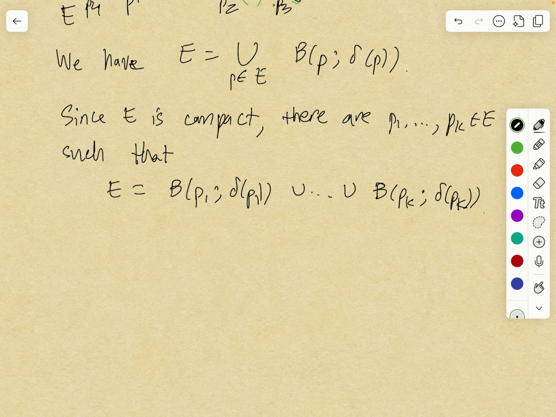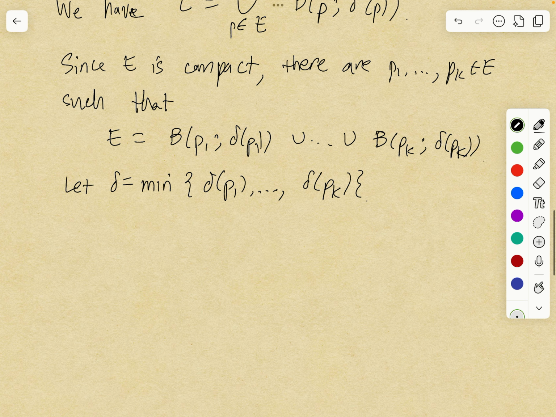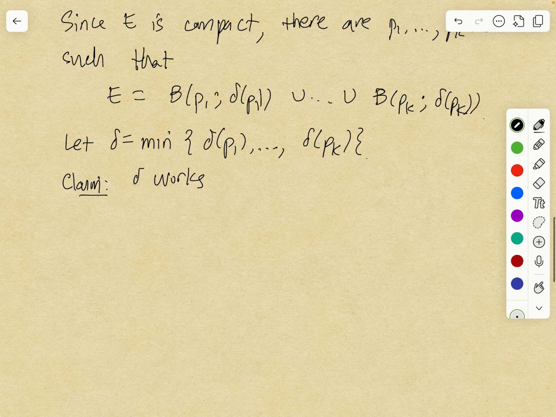So the natural thing is to choose delta to be the minimum, right? So we apply compactness, we have a finite union of open balls, and we have a finite number of radii, so we can take the minimum. So let delta be the minimum of these radii, delta of P1 to delta of Pk. And the question is, does it work? Well, let's see if delta actually works.